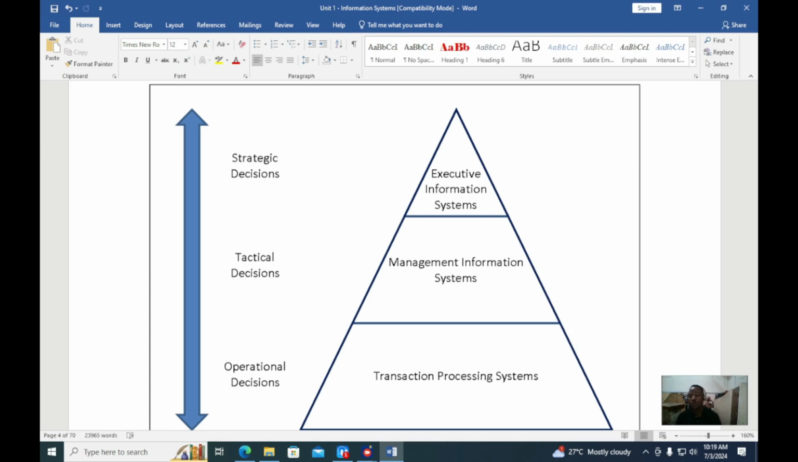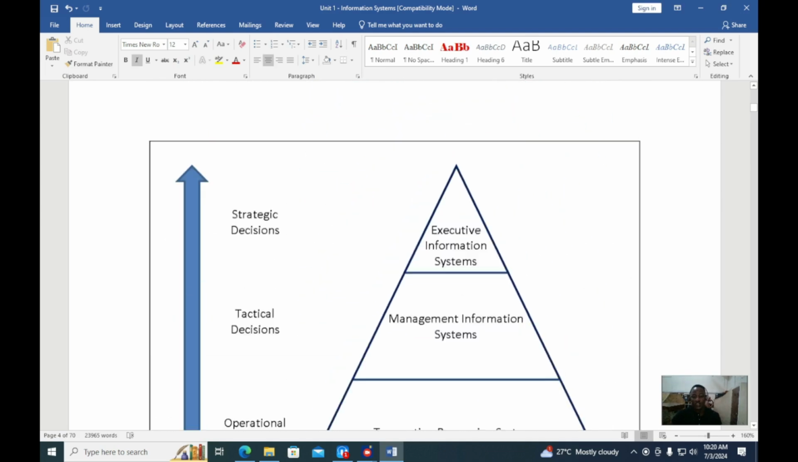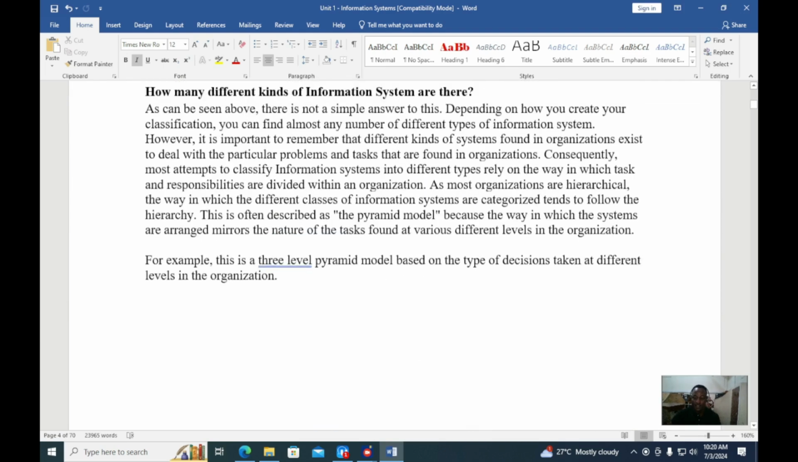basically a type of information system that gives an output that can be used to make some strategic decisions. It is an information system that takes the management information systems as input, processes that input, and uses the output to make strategic decisions. Management information systems are used to make tactical decisions. Then we have transaction processing systems that are used to make operational decisions. Don't worry about that, I'm going to talk about that. So if you look at this one, this is a three-layer pyramid.